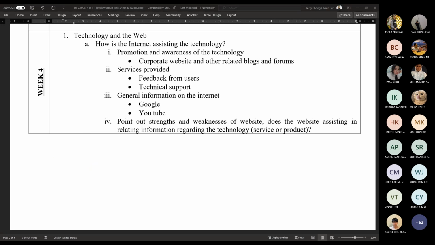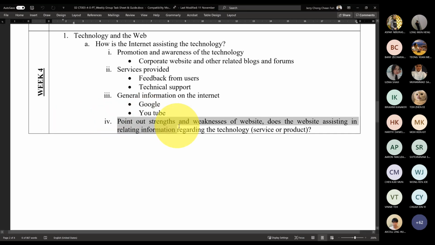Sir, I just wanted to ask about week 4.4, Roman numeral 4, about the strengths and the weaknesses of the website. Can we put it as advantages and disadvantages of the website? Yes, you can. That would be fine. Okay, thank you.